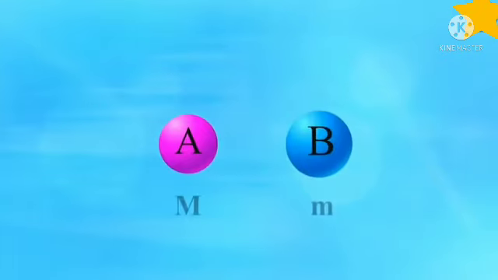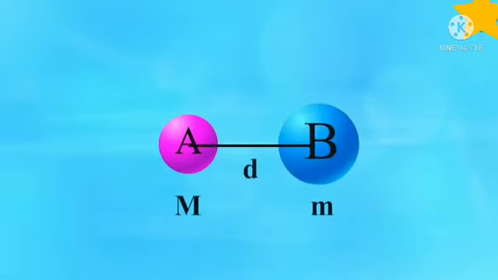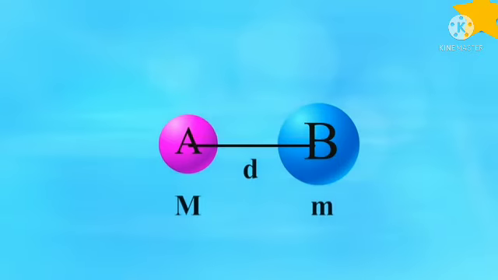Let us consider two objects, object A and object B. Their masses are m1 and m2, and the distance between them is d. The force of attraction is denoted F. Now we are going to derive the equation. F is directly proportional to the product of their masses, and F is inversely proportional to the square of the distance.